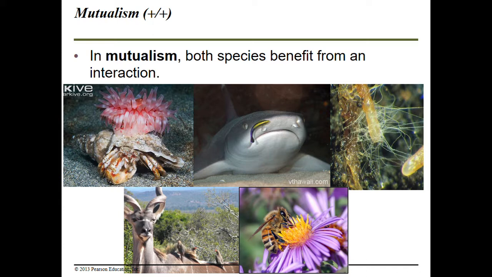While the anemone is on the hermit crab, it gets moved as the hermit crab is moving, and it gets food that it normally wouldn't get. So hermit crab leftovers, if you will, the food that the hermit crab misses. And then in the second picture, we have a shark with a cleaner wrasse. Cleaner wrasse eat anything off sharks to keep them clean so that they don't have parasites, etc. So the shark gets cleaned, the cleaner wrasse gets fed.